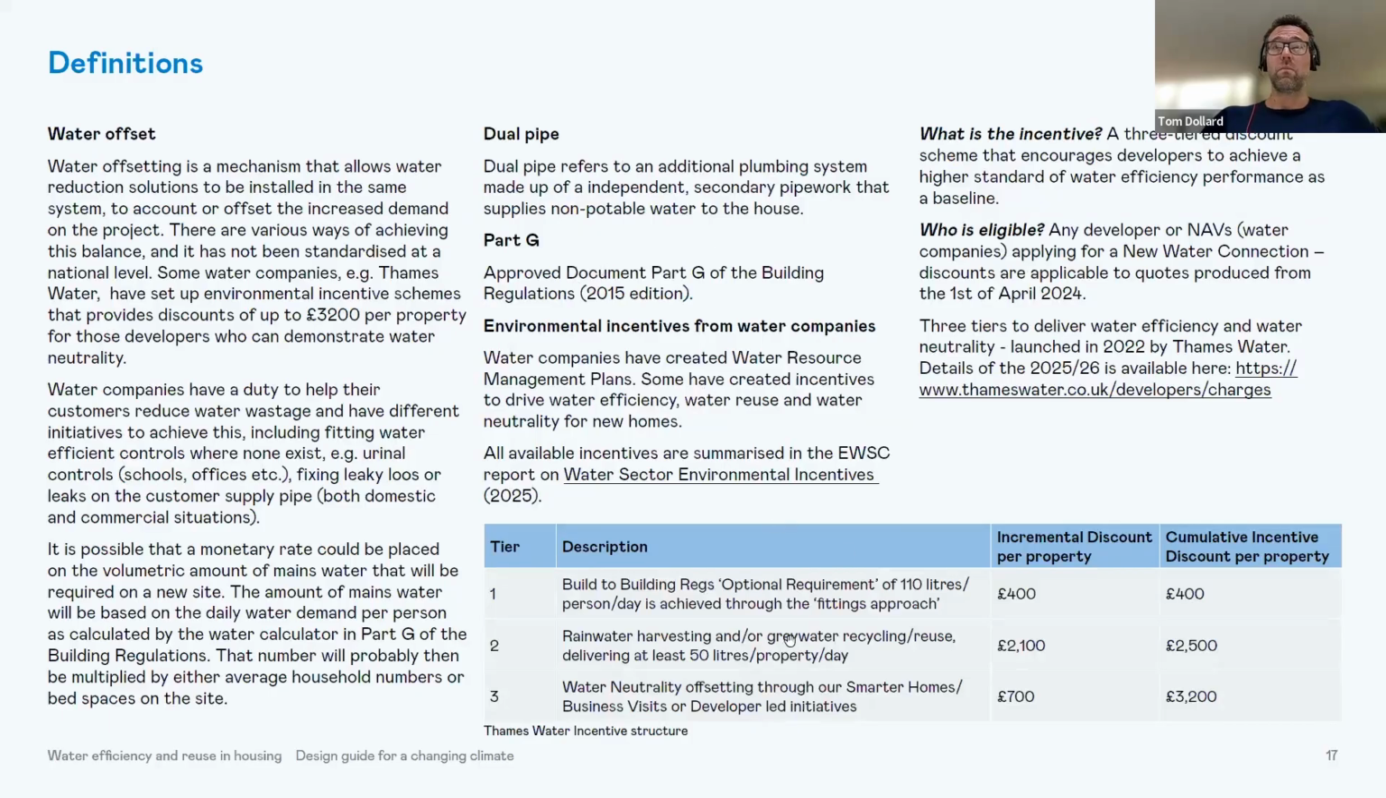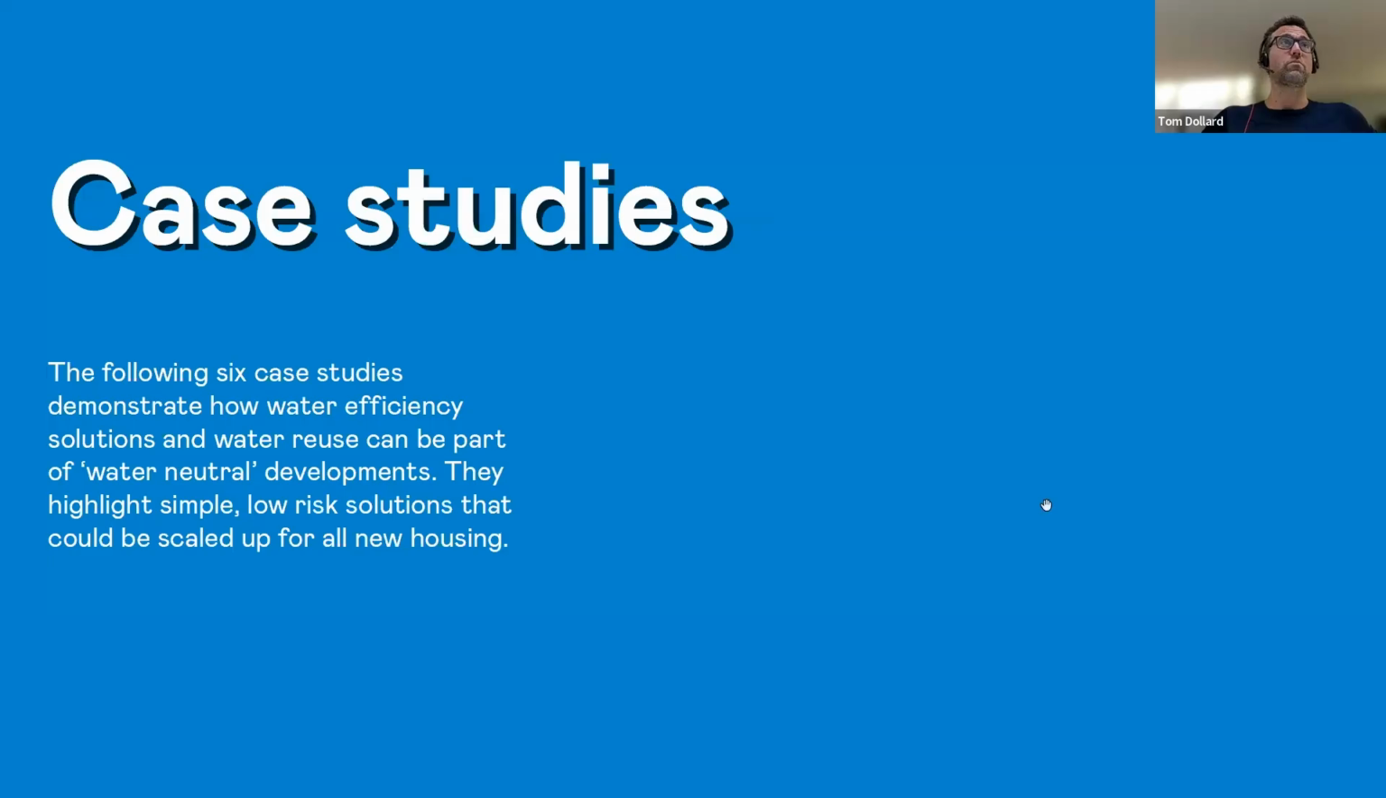And then an incentive structure that Thames Water have started, and this is now a requirement for water companies to look at this incentive type approach. So here's Thames Water. I know Anglia and lots of others now have very similar, although not quite as generous, I have noticed, as Thames Water. So maybe that will change.